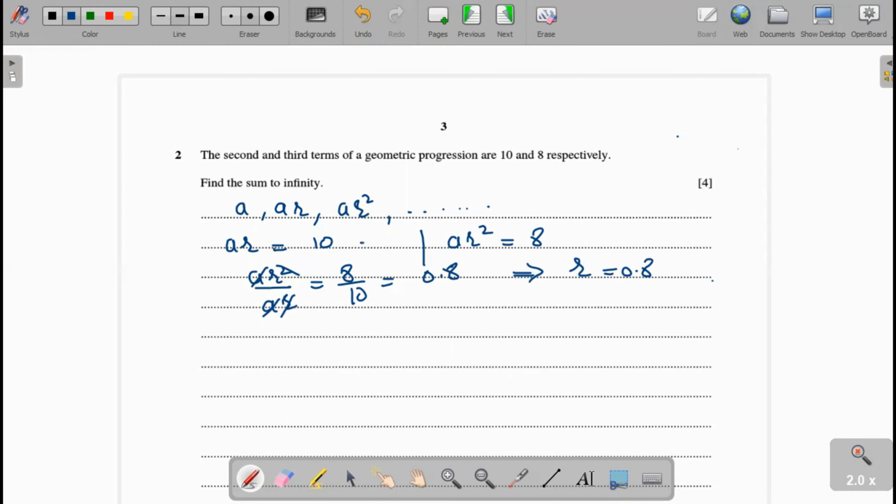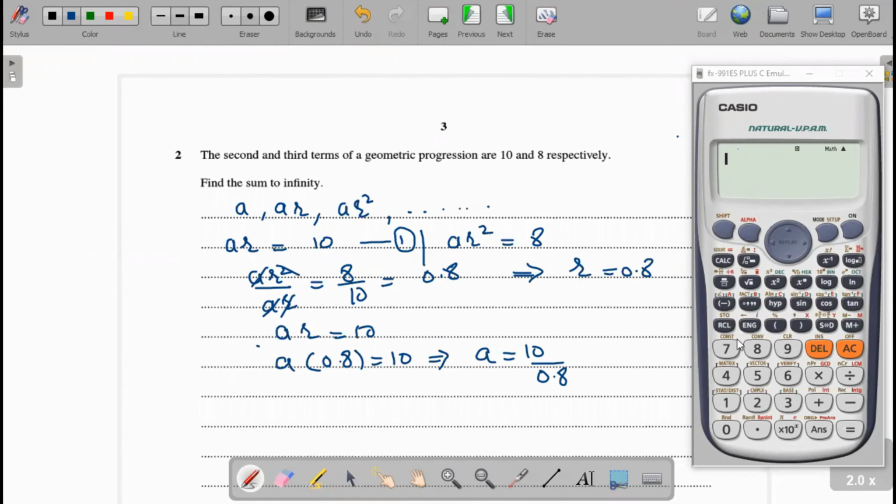We put the value in the first equation. Here ar equals 10, then a times 0.8 is equal to 10, and we get a equal to 10 over 0.8. Now we calculate 10 divided by 0.8, that is equal to 12.5.